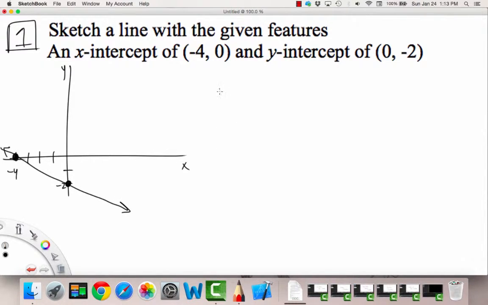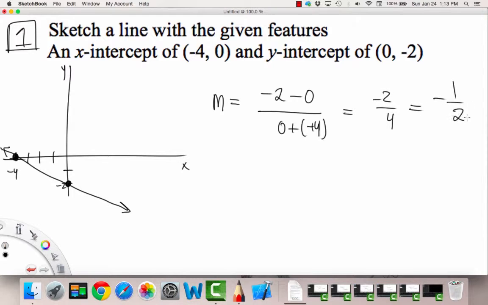So something else to note is that, well, let's check the slope. So slope is going to be -2 minus 0 over 0 minus -4. So that would be 0 plus 4 on the bottom. So this is -2 over 4, which equals -1/2. And let's check. So that means we're going to go down 1 and 2 to the right. Yep, we're on the line. Down 1 and 2 to the right. Yes, this is the correct slope and everything. Okay?